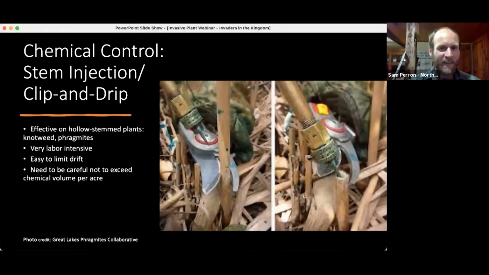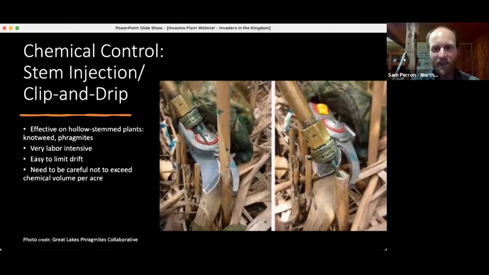One thing to be careful of here, again, work with a professional, but it's important to make sure that you don't exceed the amount of chemical that you can use per acre. And that's specified on the labels of those chemicals. But you actually can end up putting more than you mean to if you're dripping in a lot of stems.